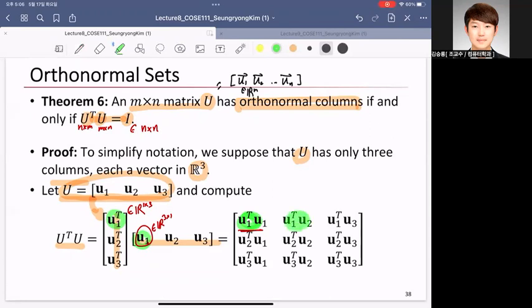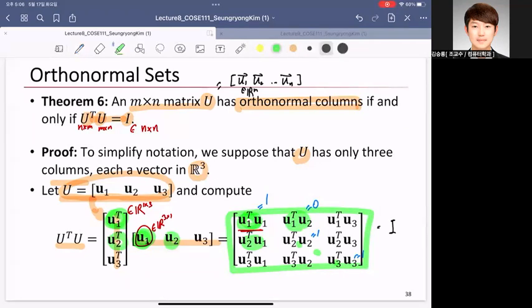This one is going to be this vector times this vector, and this one is going to be this vector times this vector. And so on, we can finally obtain this matrix. To make this matrix an identity matrix, the diagonal terms should be 1, and the off-diagonal terms should be 0.